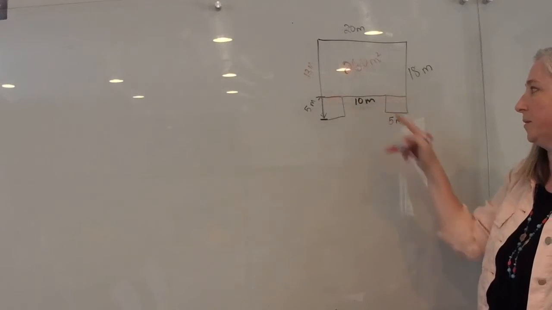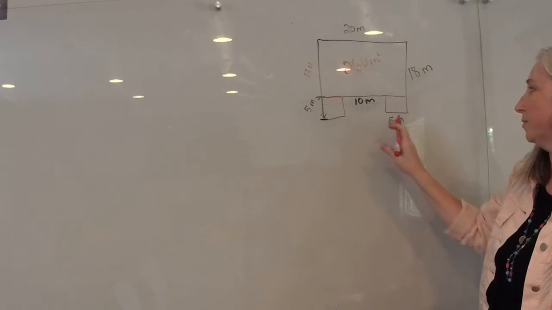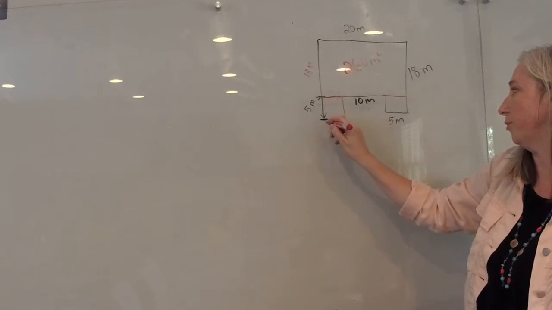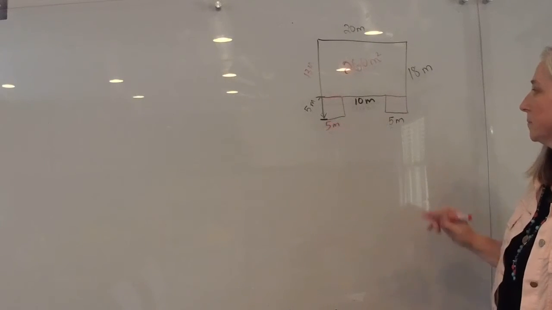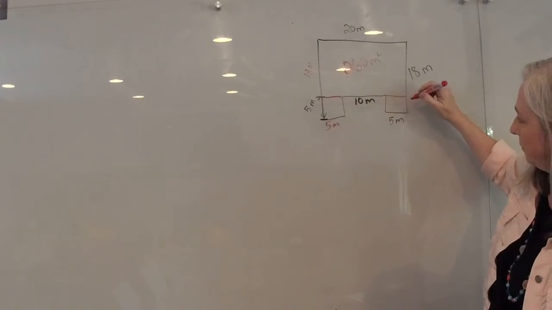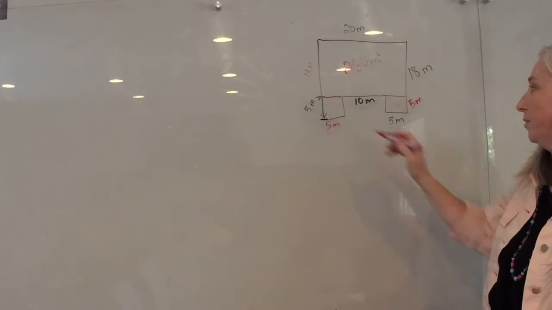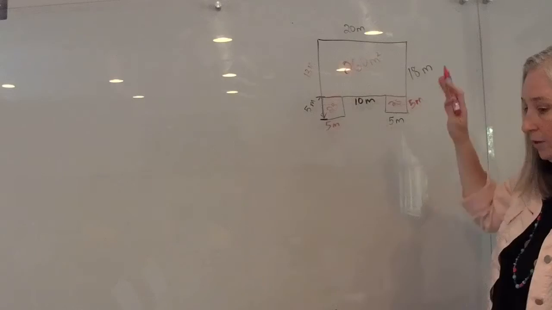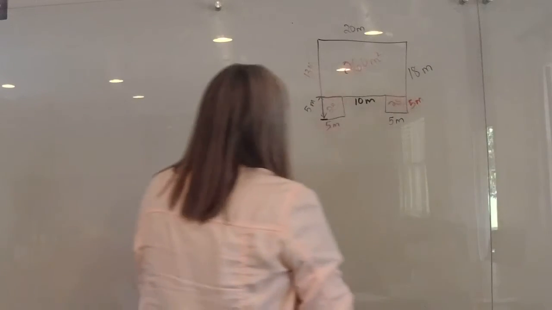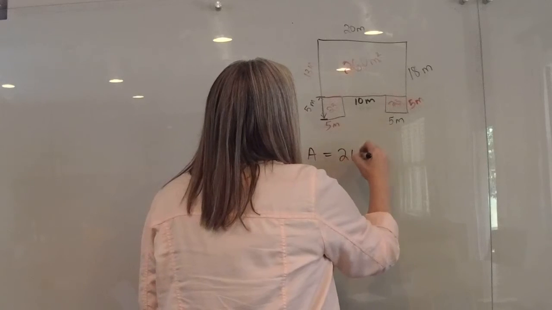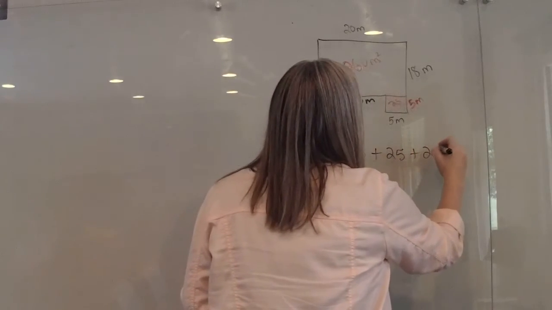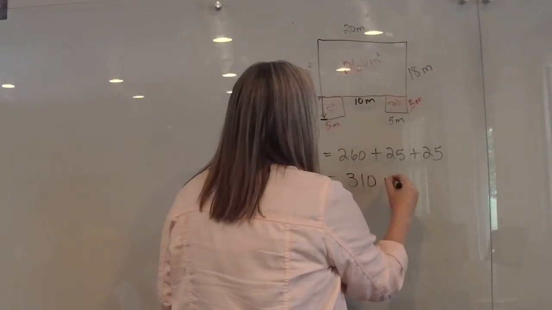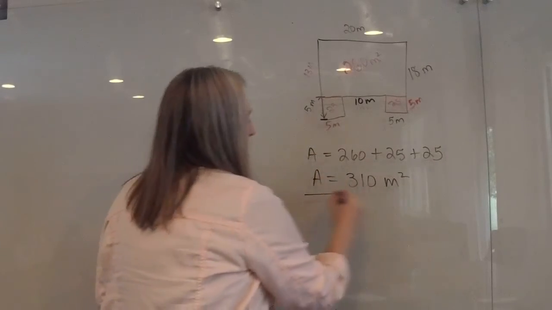And then I just need to find each of these pieces. So we know this piece is 5 meters. In the middle it's 10, so that's 15, but it's supposed to all be 20 all the way across, so this must also be 5. And this too. So each of these are squares that have the side of 5. So each of those little pieces would be 25. And so the area of the whole figure, I would just add those all up. So I would add up 260 plus 25 plus 25. So that's going to end up being 310 meters squared for the area of that figure.